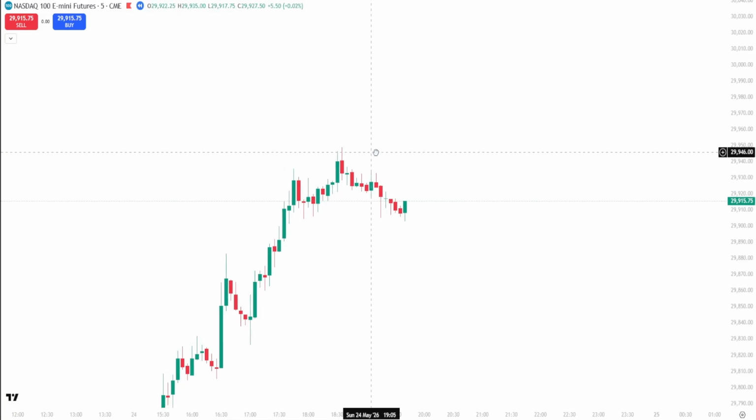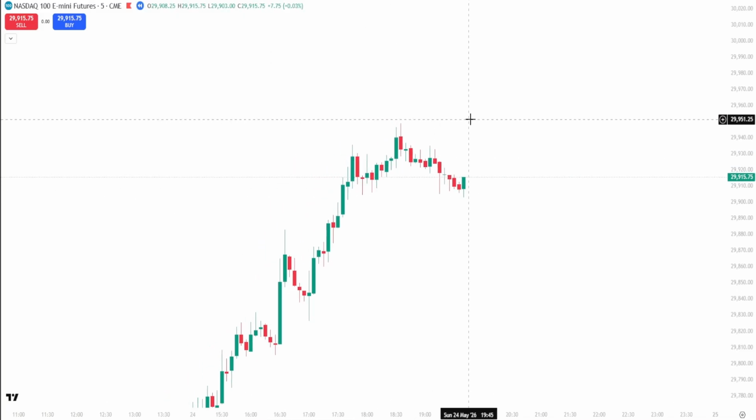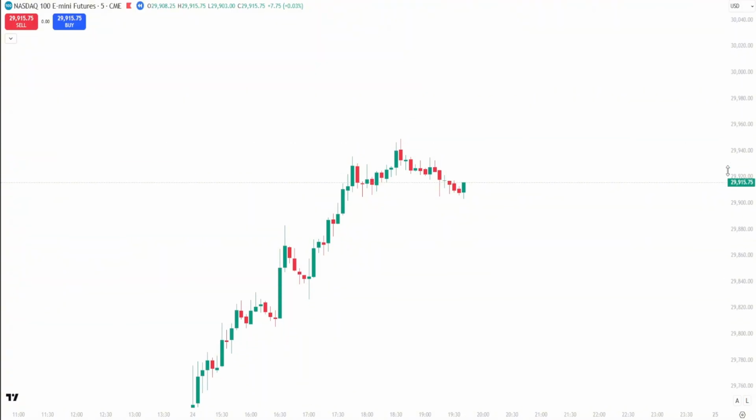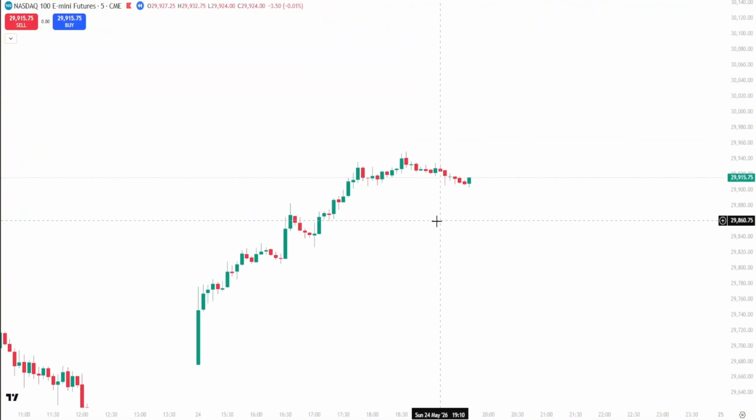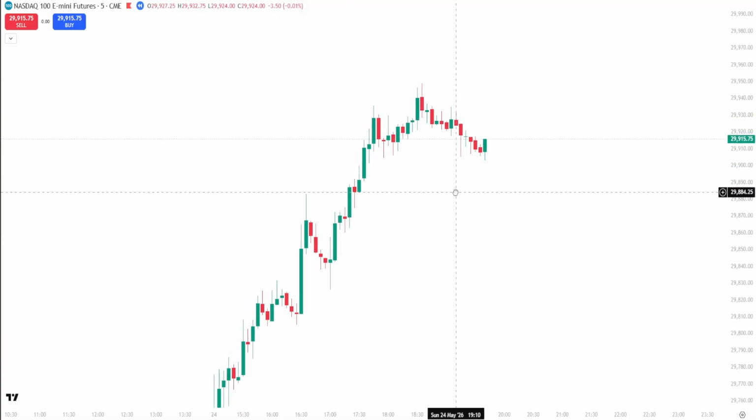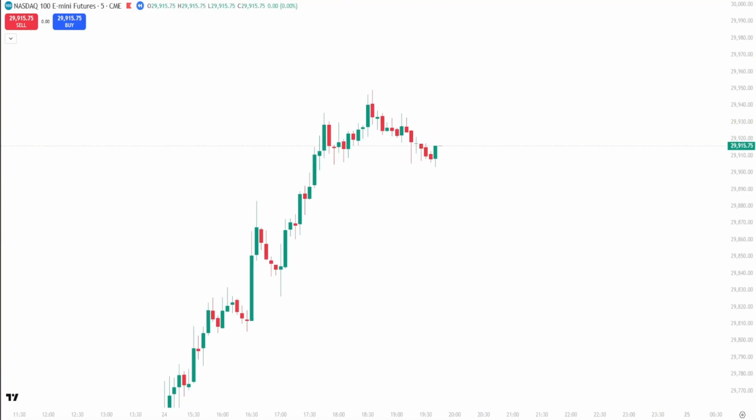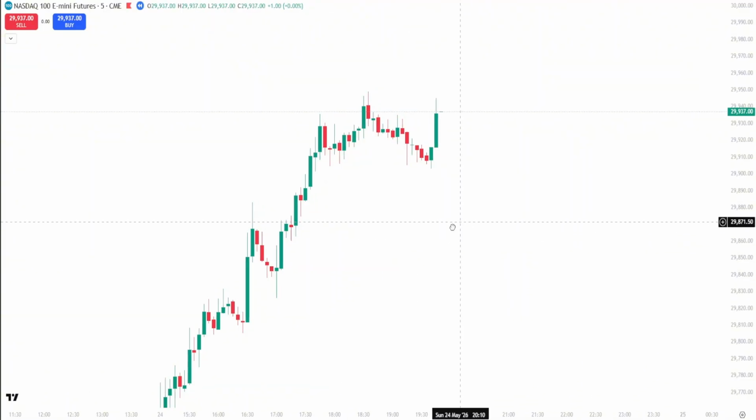Alright, so I've got my charts open right now, and I want to show you something that I think is one of the most powerful concepts in trading, especially if you're just starting out. It's called a fair value gap, and once you see it, you're going to start noticing it everywhere on your charts. So let me just jump straight into it.